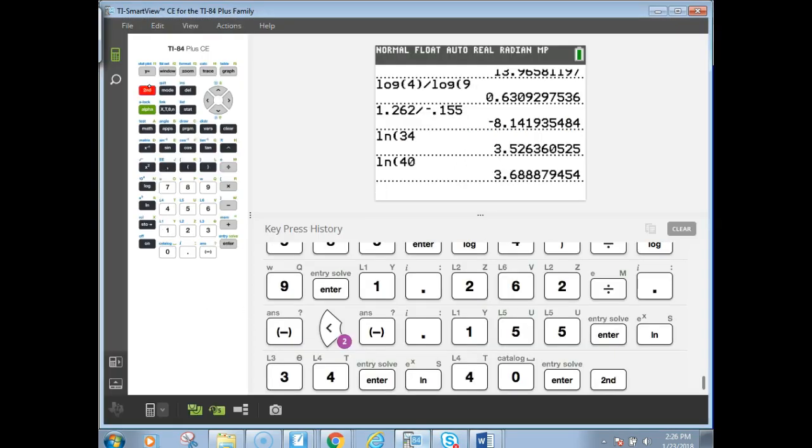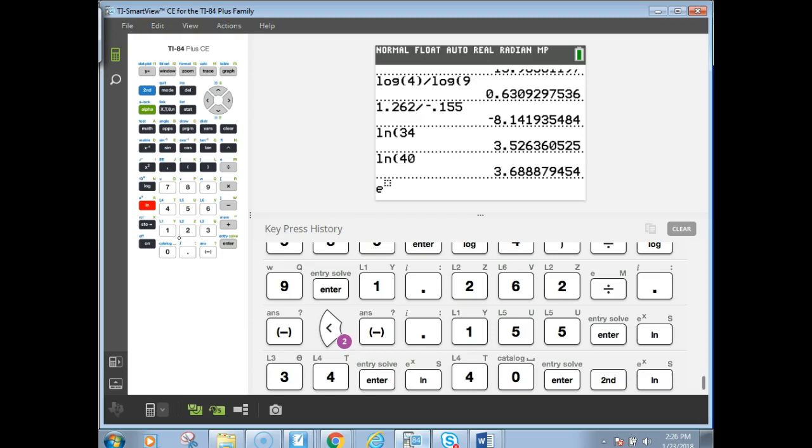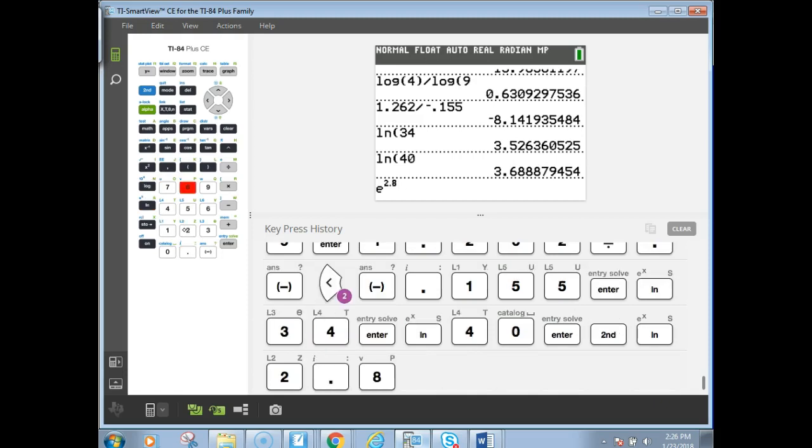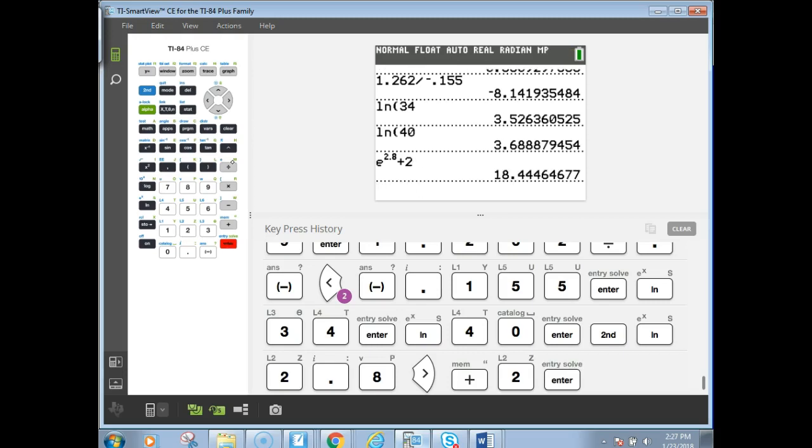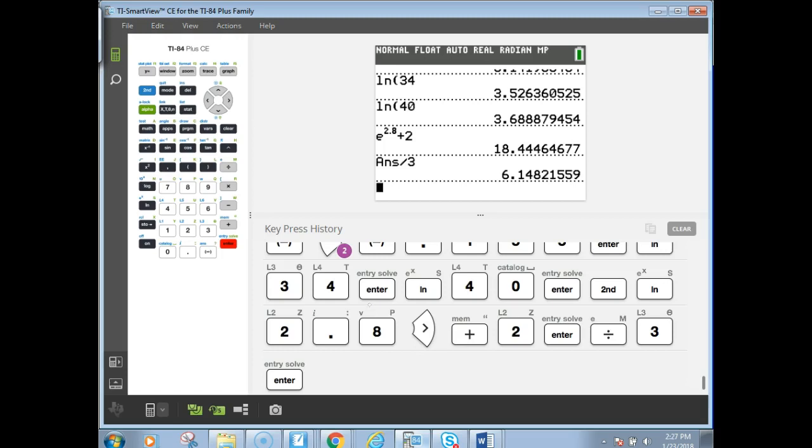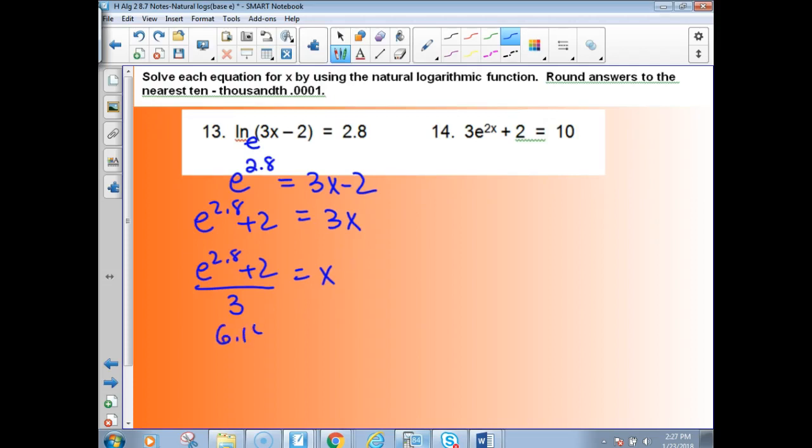I would do second, natural log, 2.8. Okay, then I would enter out of there. I can add on the 2 right now, but after I do that, I can't hit divided by 3. If you do, it's going to come out wrong. You need to hit enter and then hit divided by 3. Otherwise, you will have told it to divide only the 2 by 3, and that would give you an incorrect solution. So this is 6.1482.